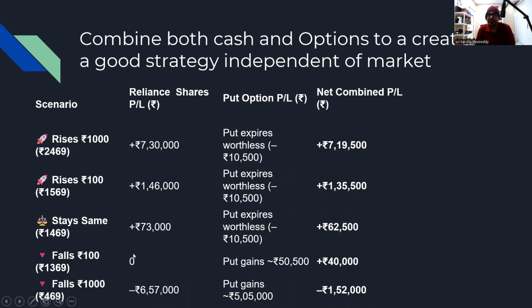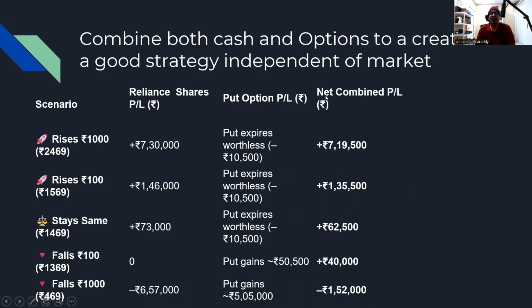Now, once the Reliance share starts falling, the put will start making money. Again, if it falls 100 rupees, this will be zero, but you will make money on puts. How much money? Again, you are in profit 40,000. If it falls 1,000 rupees, or if it crashes, or if it goes to zero, you will make 5 lakhs. So this is the only instance where you are in loss, if it falls very heavily.